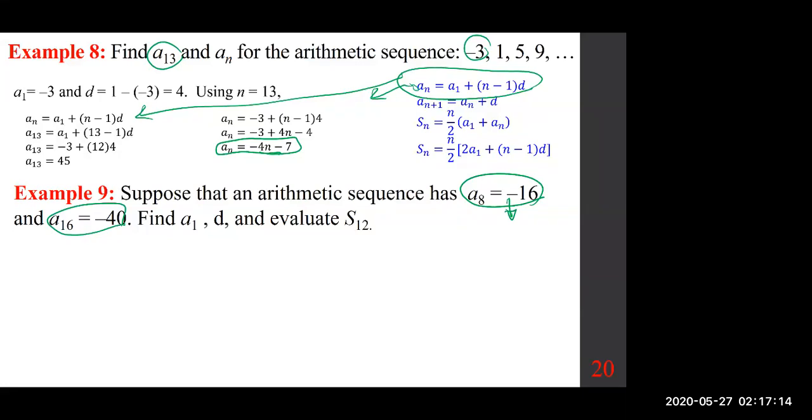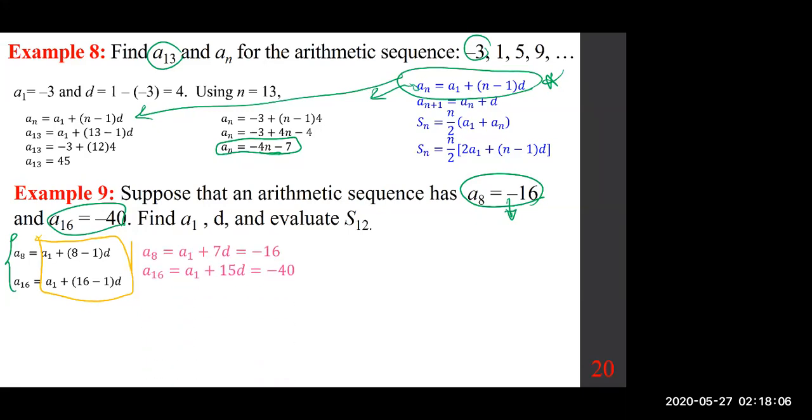Again, using this very top formula, we're going to use the same thing for a sub 16. So a sub 8 is a sub 1 plus 8 minus 1 times d, and a sub 16 is a sub 1 plus 16 minus 1 times d. Now, I hope you see that you have a system of equations. Let's see, these two together. When you put these two together, a sub 8 is given as negative 16, a sub 16 is negative 40, and now you have to solve for a sub 1 and d. That's a very simple process.